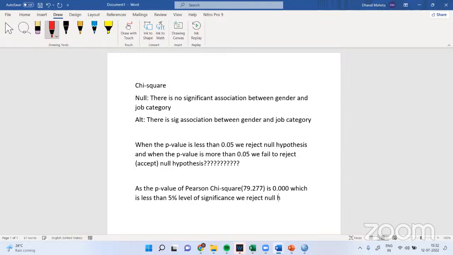We reject null hypothesis, which means that there is significant association between gender and job category. Done? Please write it down.